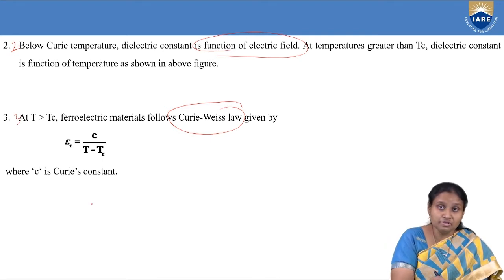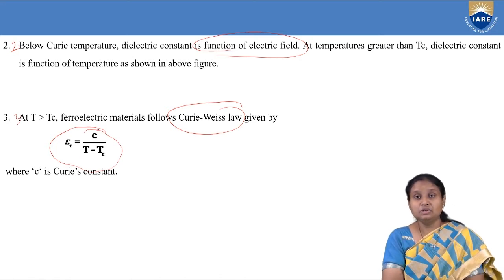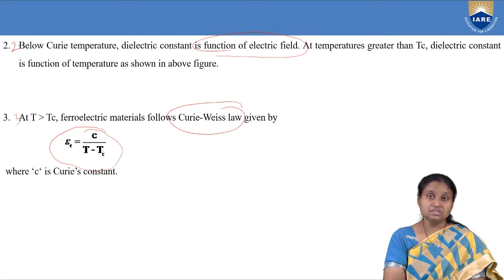And according to Curie-Weiss law, how the dielectric constant depends on temperature is given as epsilon r equal to C by T minus Tc. So here, the dielectric constant of a ferroelectric material behaves in a complicated manner once we go to temperatures greater than Tc. And what is C? C is called Curie's constant.